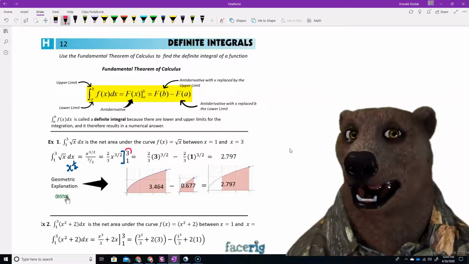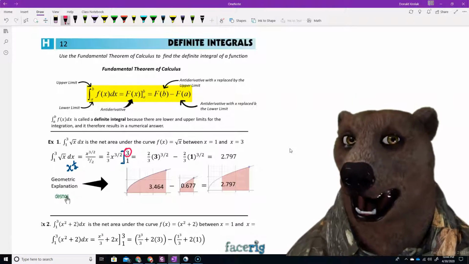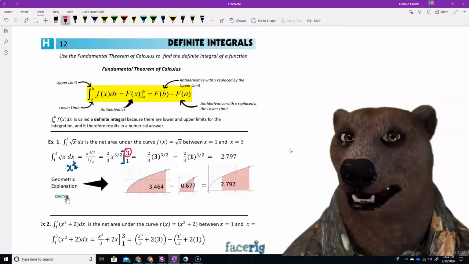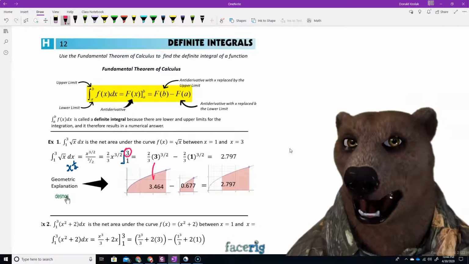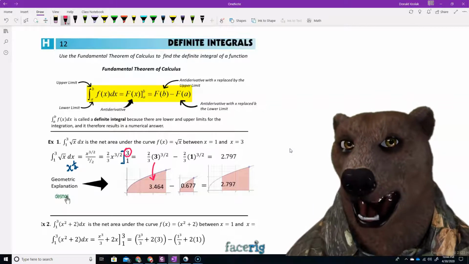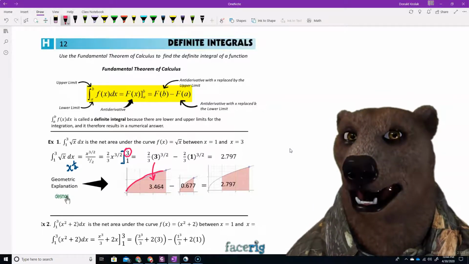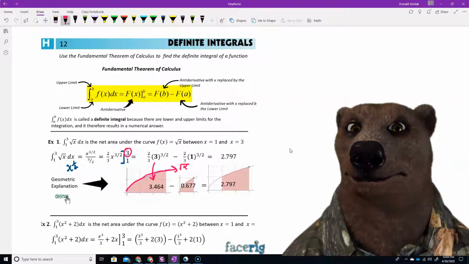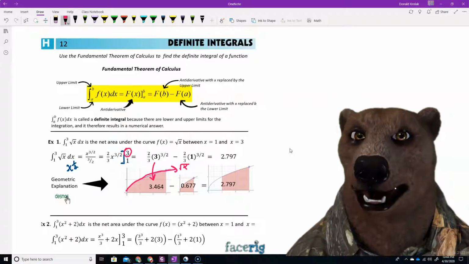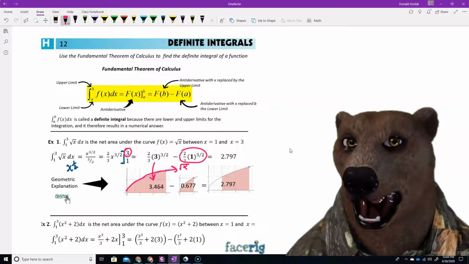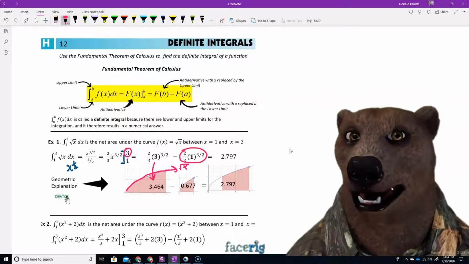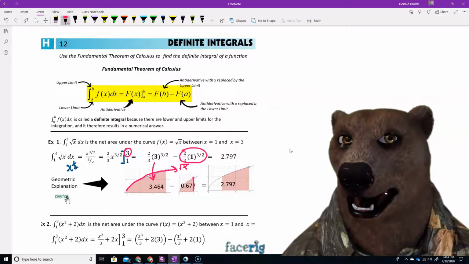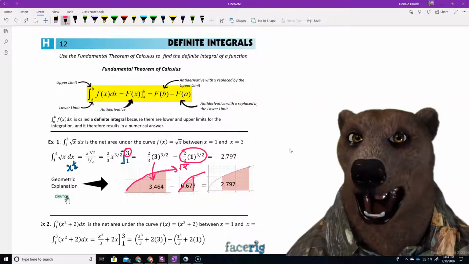So what you do is you substitute in your upper bound, which was 3. We did that math right here. And that is equivalent to finding the net area under this curve. This is the curve of the square root of x. Then we plug in the lower bound, and that would be the same as finding the area under the curve from 0 to 1.